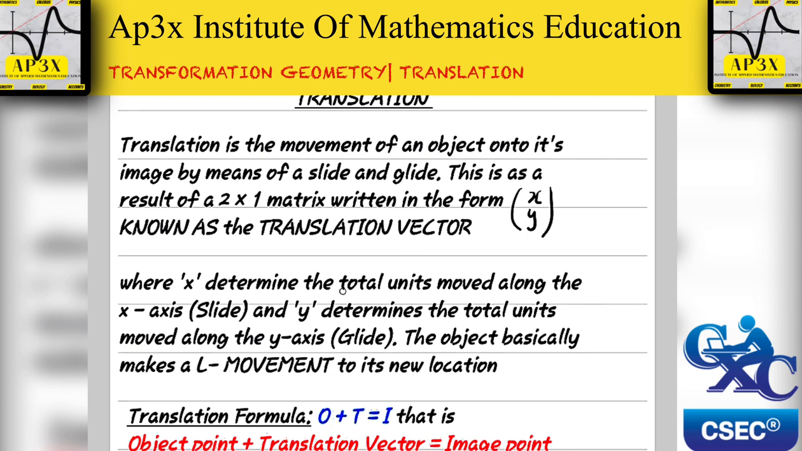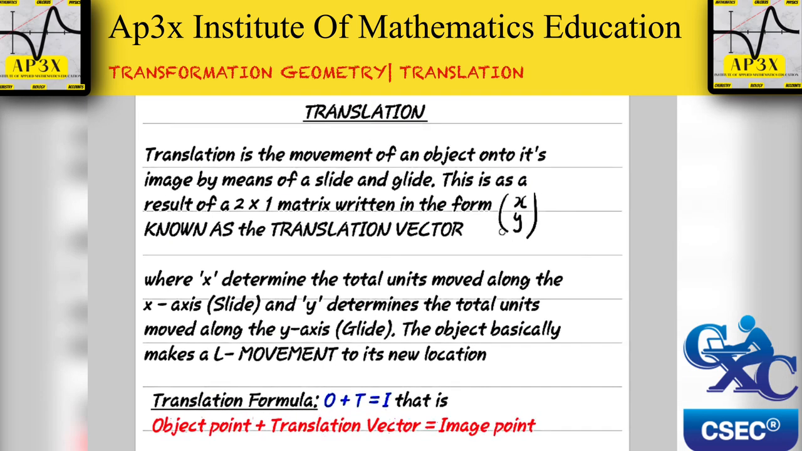So, as I said, the slide and glide is a result of a 2-by-1 matrix that is usually written in the form x, y, and this is known as your translation vector.